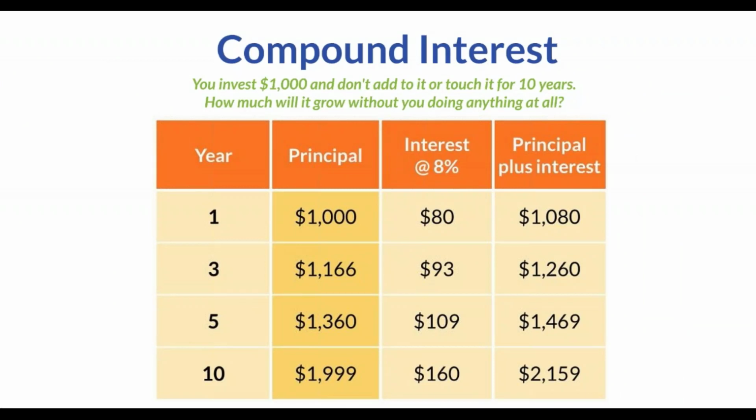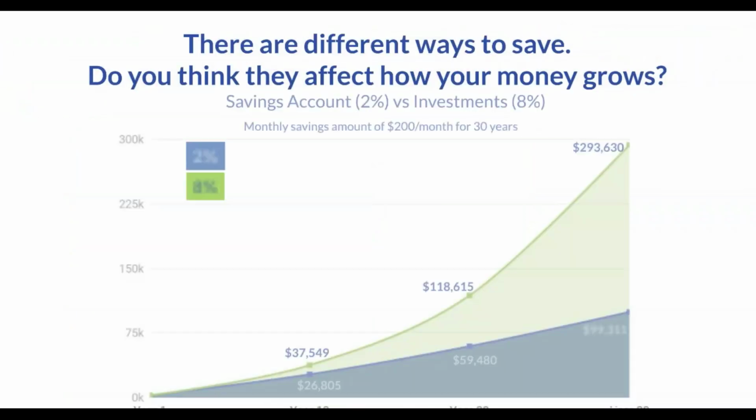We also have a table that illustrates an example where if you were to invest $1,000 and you don't add to it or touch it for 10 years, you can see how that money grows. So here, the table starts out with year 1, then we skip to year 3, year 5, and year 10, and they can see that really by doing nothing other than investing their money and letting it sit for 10 years, their $1,000 becomes $2,159.